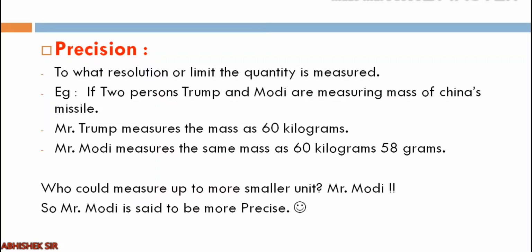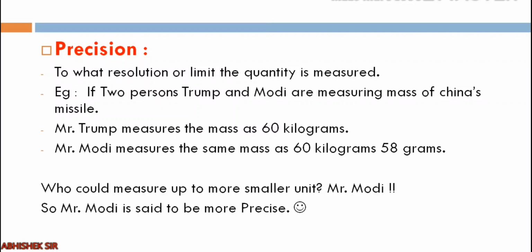Precision. Now precision refers to the resolution or the limit to which the quantity is or can be measured, right? Now let us take an example. Remember, precision is directly related to the least count. What is the least count? The least or the smallest distance or smallest value of mass or time or whatever you can measure. Clear? So let us understand precision with a very nice example.